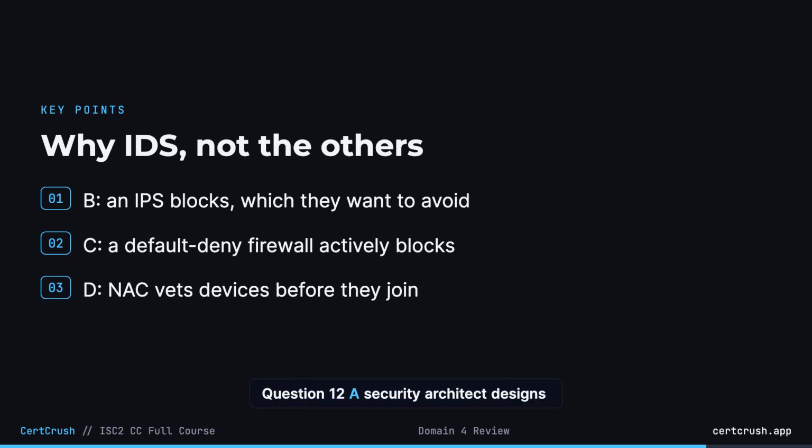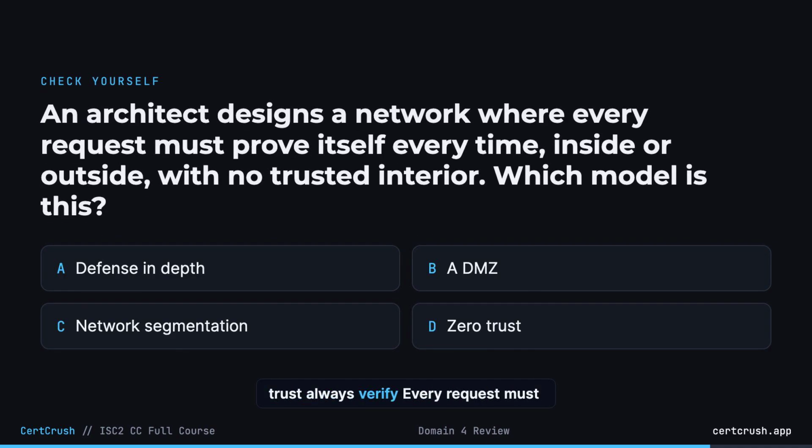Question 12. A security architect designs a network on the principle never trust, always verify. Every request must prove itself every time, whether it comes from inside the network or outside, and there is no trusted interior. Which model is this? A, defense in depth. B, a DMZ. C, network segmentation. D, zero trust. Pause the video and pick your answer.